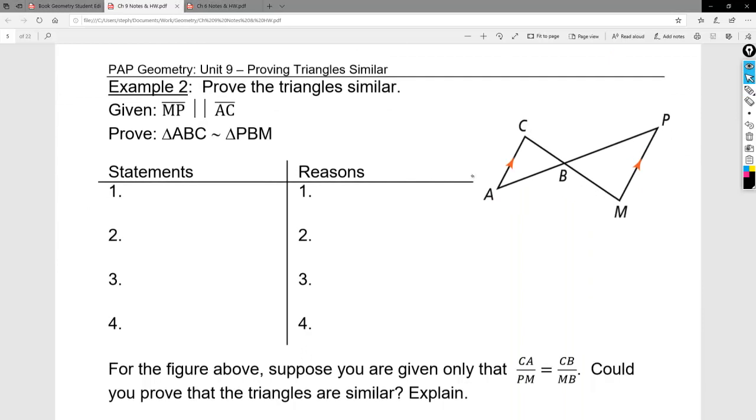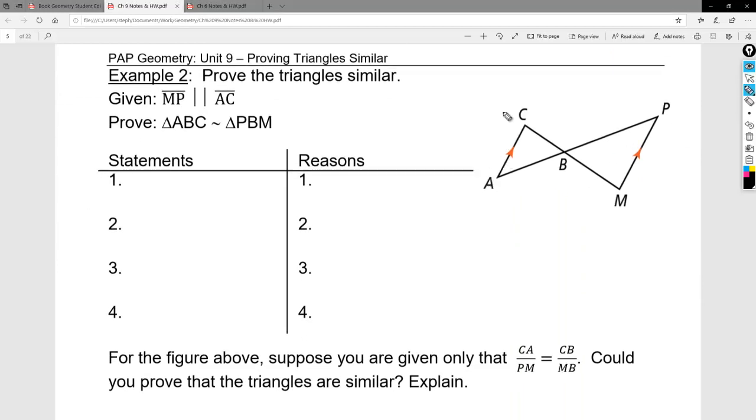Alright, let's practice some proofs. So first one is to prove that these triangles are similar. I have parallel lines. So there's a few different ways that we can go about this. Totally up to you. You could use vertical angles here, but it doesn't really matter. So I see that angles A and P are going to be congruent by alternate interior angles, and then angles C and M are also going to be congruent by alternate interior angles.